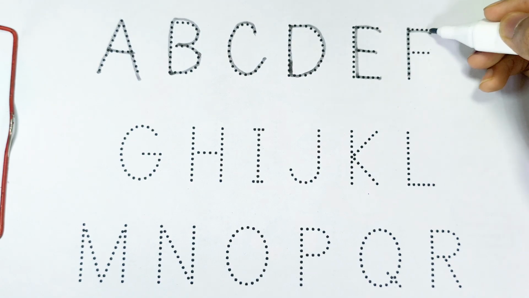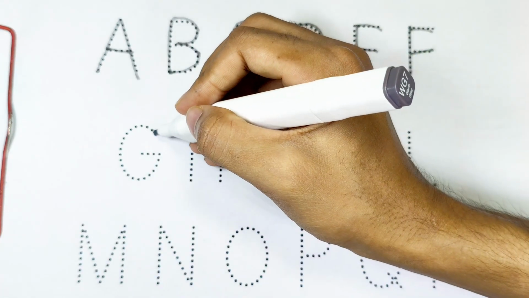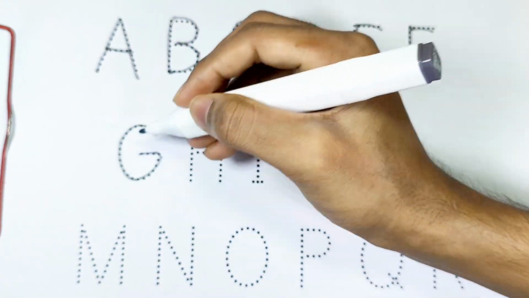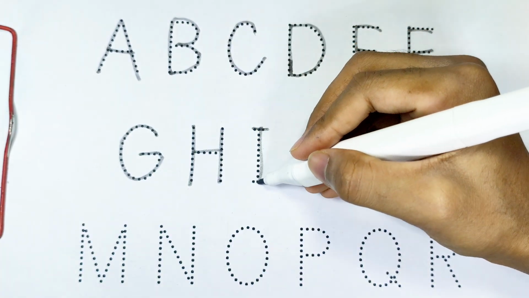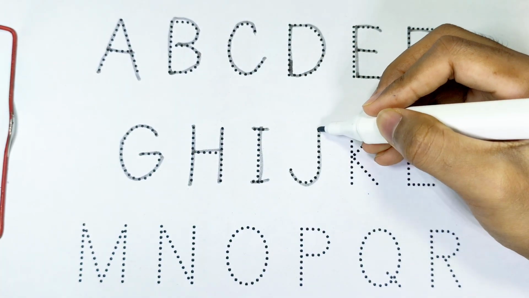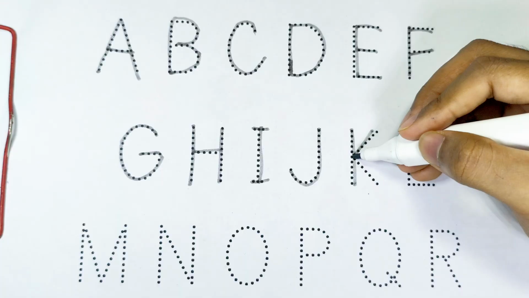The next one is F. F for fish, F for fan. Stay with us. G for gorilla, G. H for hand, H. I for ice, I for ice cream, I. J for jackfruit, J. Kids, the next one is K.